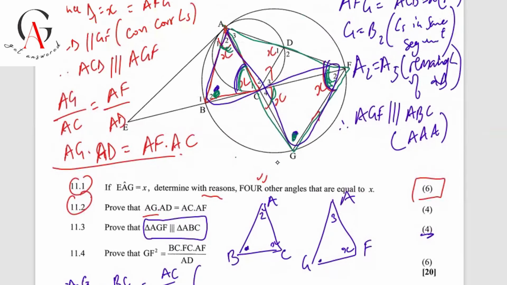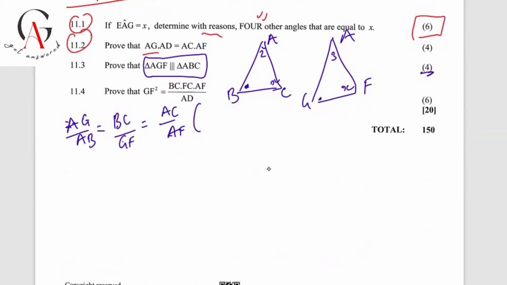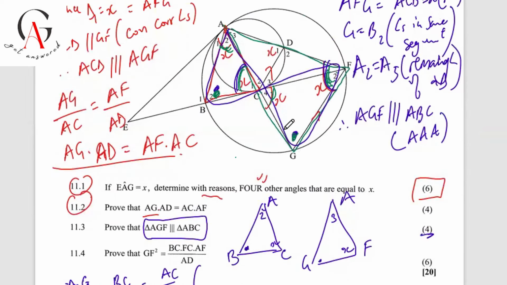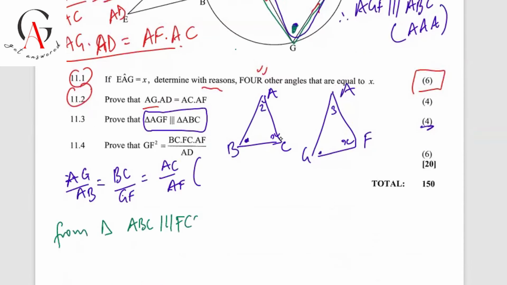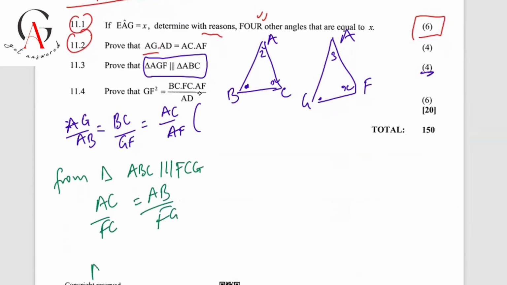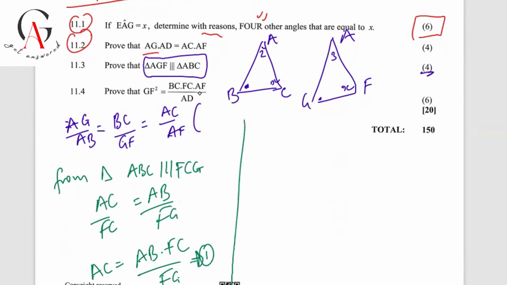So which means that if I consider that, I'll have my AC. Okay, where's the AC? This is AC over the FC. Okay, so from triangle ABC, which is similar to triangle FCG, I'm having AC over FC is equal to AB over FG. I can make AC the subject at this level. And then I'll have AB times FC over FG. I can call this my equation number 1, or just the starting step.